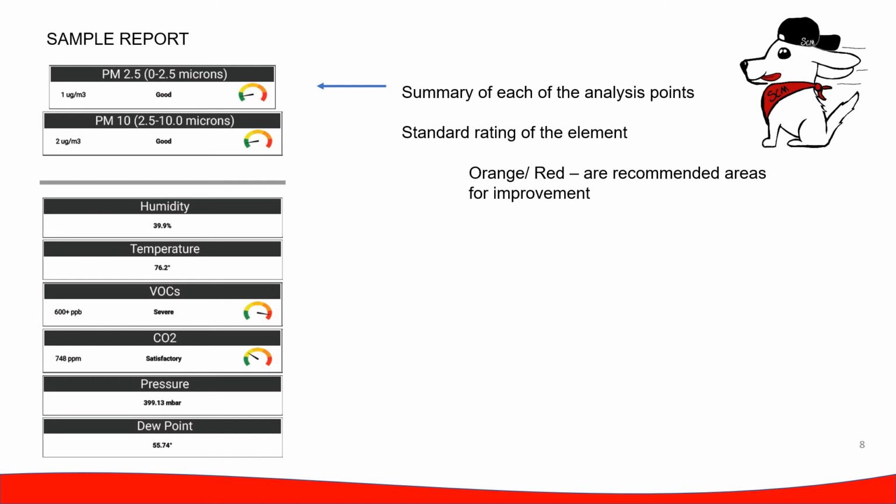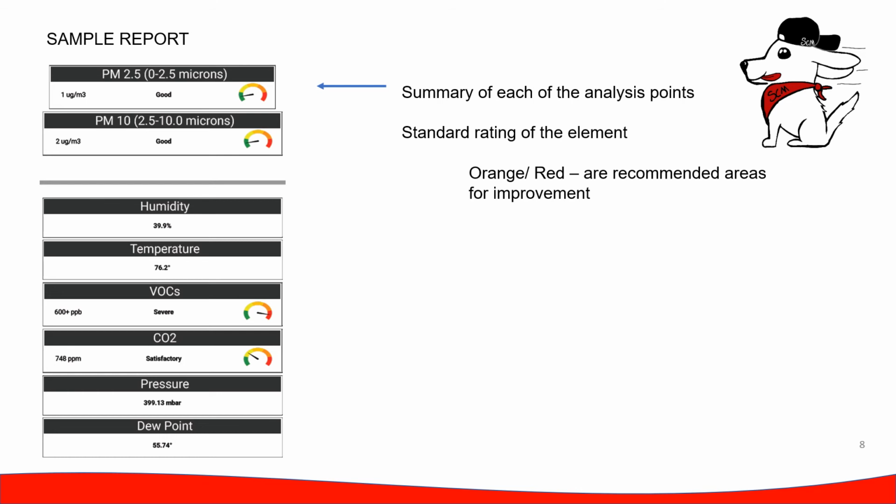In terms of getting to the actual output and looking at areas, again we have the traffic lights, with green and yellow being okay or things to consider. Once we get into the orange or red levels, that's where we want to look at doing some improvement.